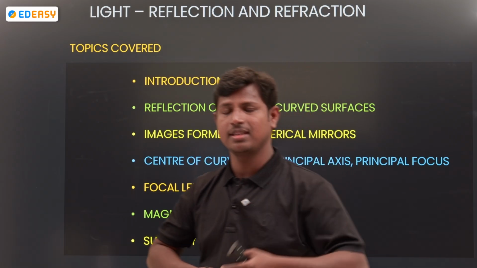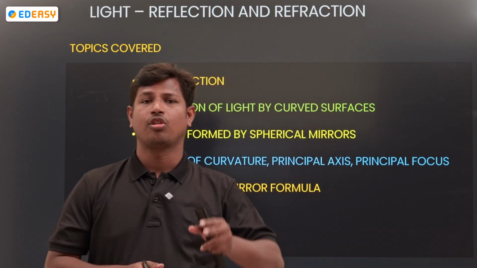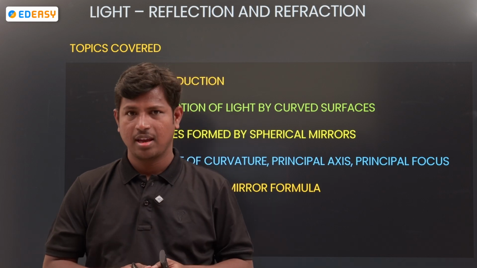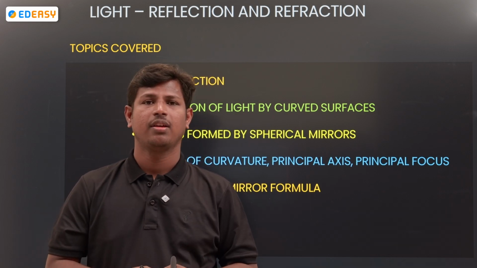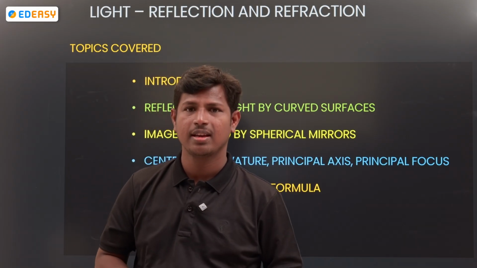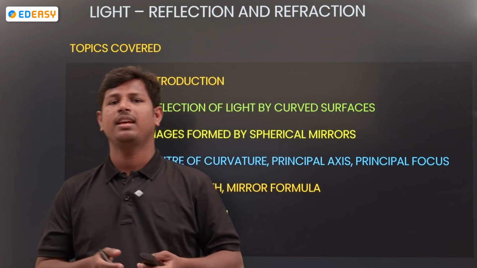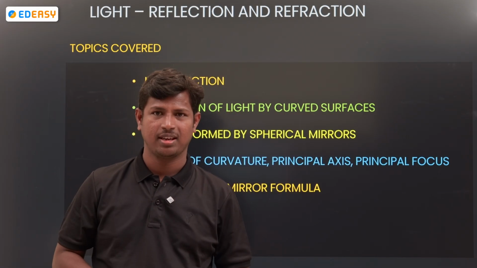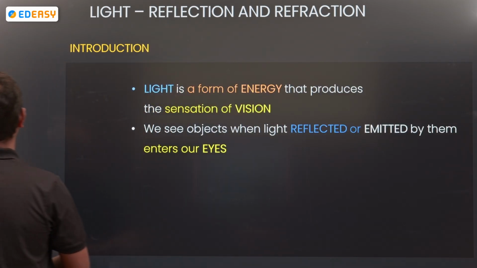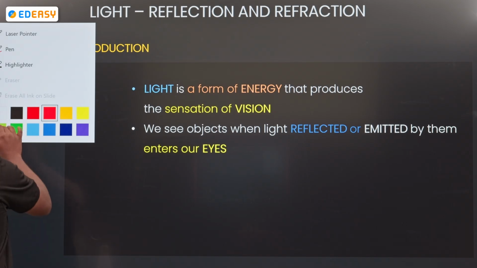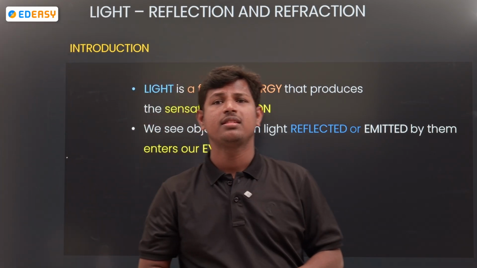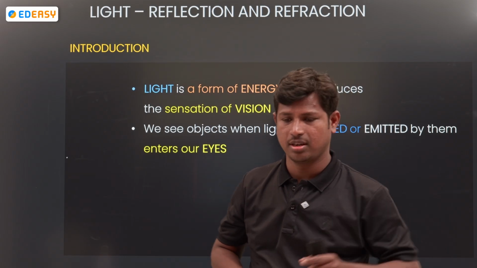Light is completely a combination of the topics of reflection and refraction, and in today's section we're going to go with the reflection of light. So without any delay we're going to start the topic. Clear? Next, introduction of light. So light is a form of energy, right?